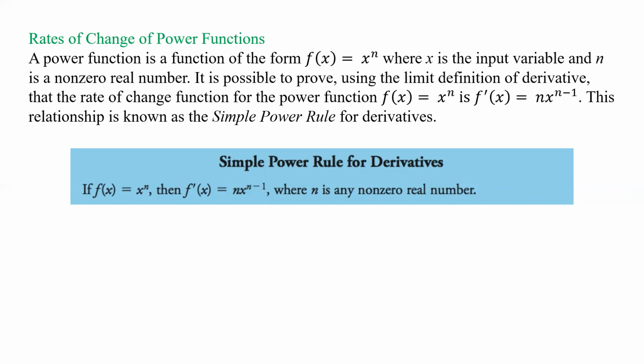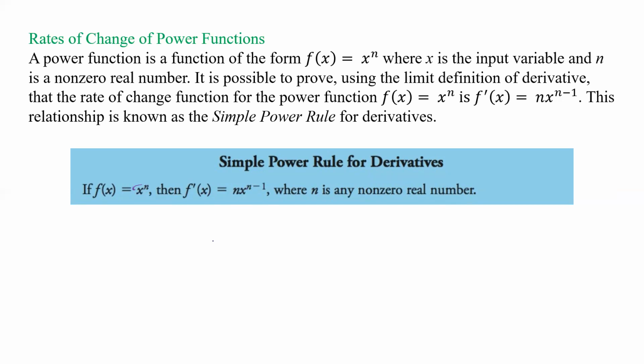Now this is simply known as the simple power rule for derivatives. So f of x is equal to x to the n, and then we just say f prime of x is equal to n times x to the n minus 1. And if you notice, what we've done is we've taken what's up here, our n, brought it down in front like this, and then we subtracted 1 from our exponent. So then it becomes n times x to the n minus 1. Okay, and n is any non-zero real number again. So that's the key.